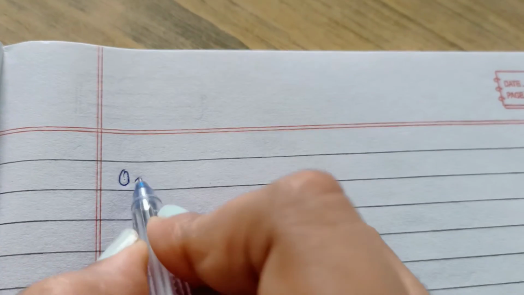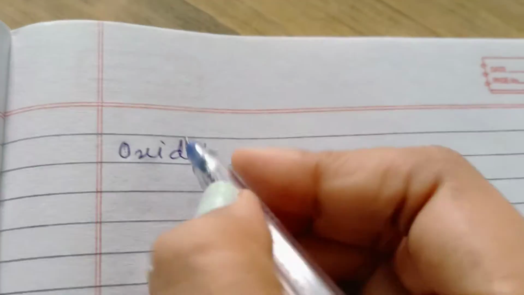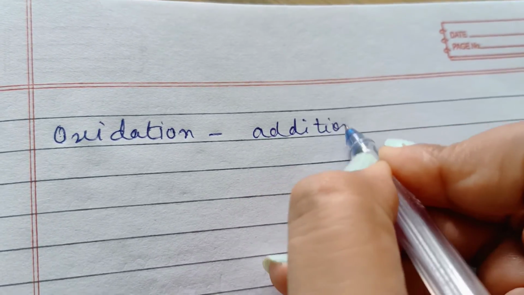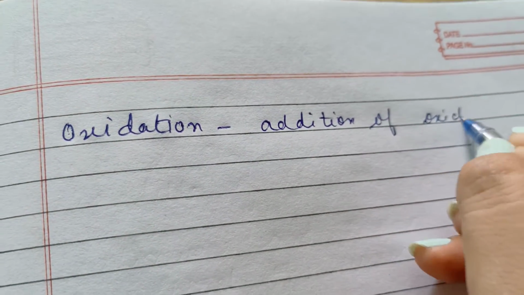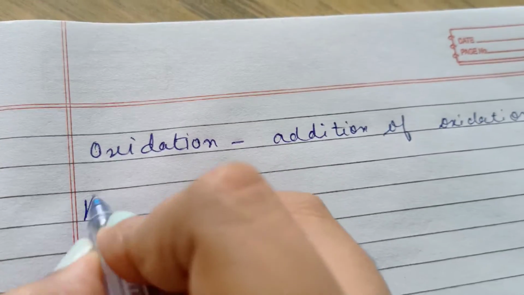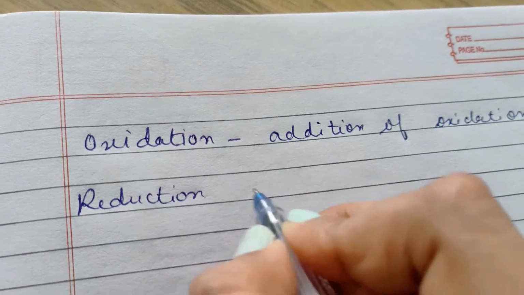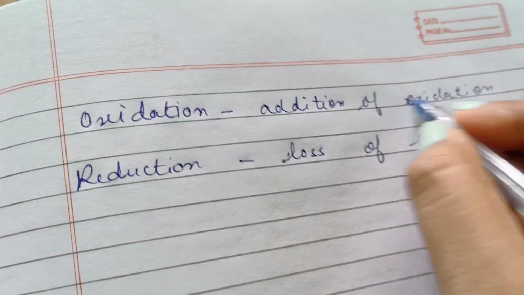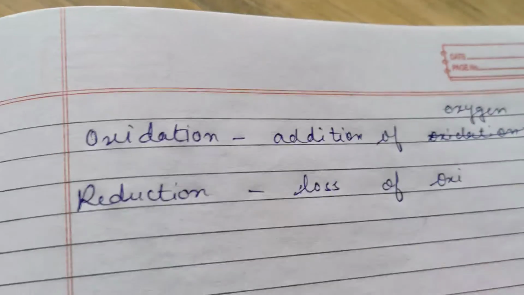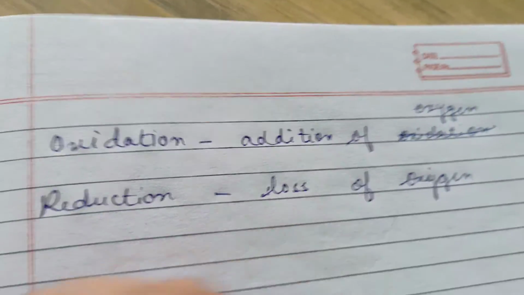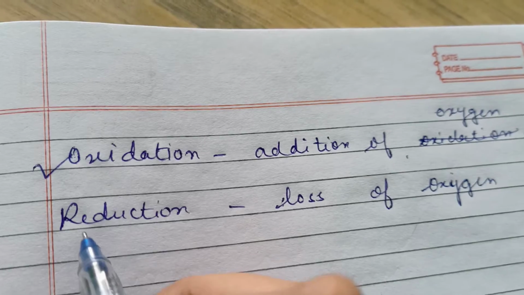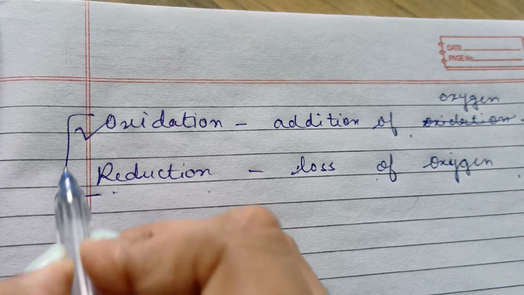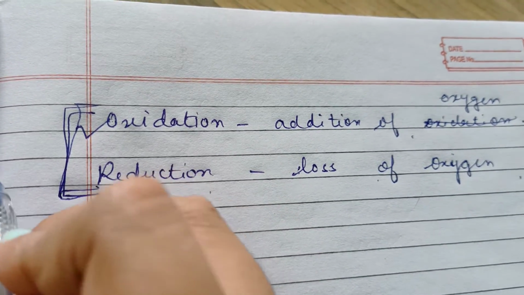So what is oxidation reaction? Oxidation is addition of oxygen. Okay, so this is the definition of oxidation reaction, whereas reduction is loss of oxygen. So oxidation is addition of oxygen, whereas reduction is loss of oxygen. And the reaction in which both these occur is called redox reaction.